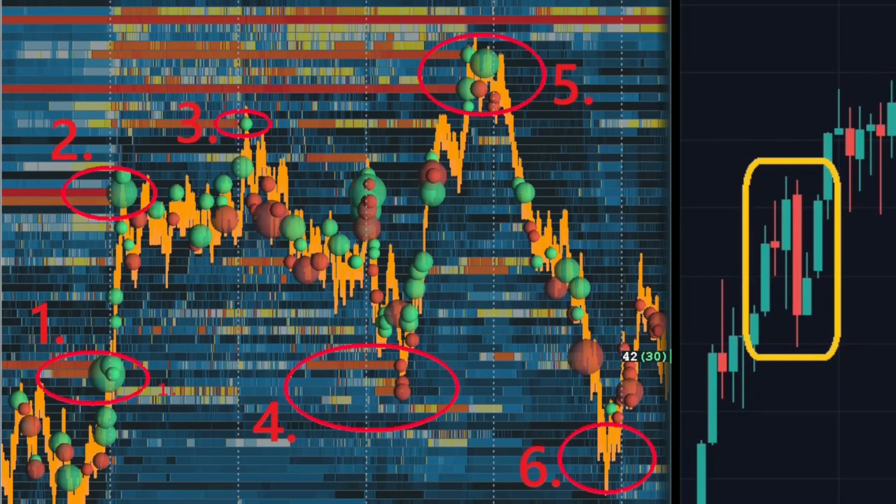When you look at the candlestick chart, you would have no idea what is really going on under the surface and wouldn't be able to catch this trade. And this is what order flow can offer you. More setups than the chart, and faster, more precise entries and exits.